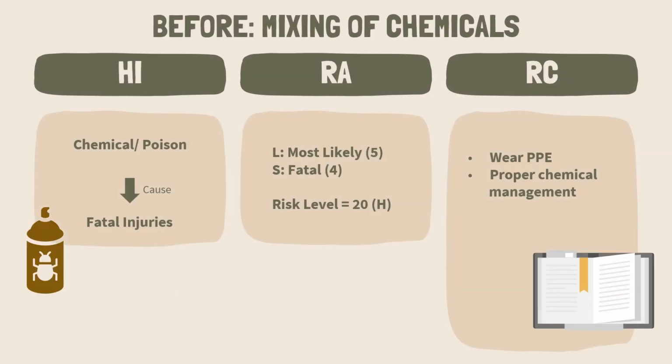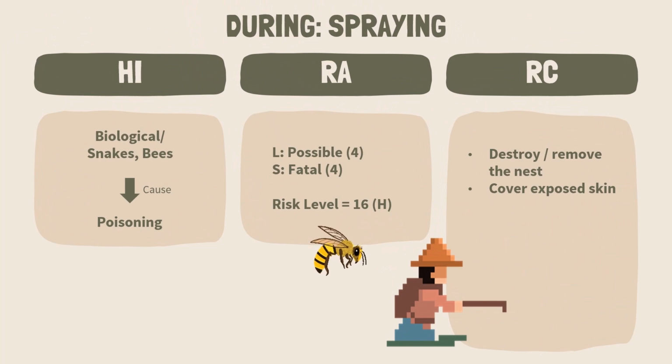Lastly, the activity that can risk the workers is mixing the chemicals, which leads to fatal injuries. Workers are most likely to be exposed to chemicals and poison with a fatal severity. The best way to reduce the risk is by wearing PPE, and every worker should learn proper chemical management before coming to work. The routine involved during this activity is spraying poison.